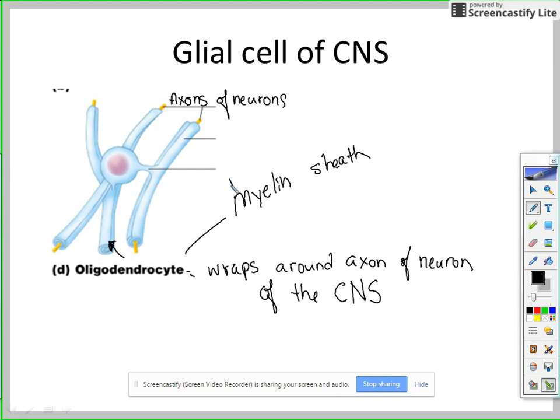So oligodendrocytes form myelin sheath around neurons of your central nervous system. And remember, that's brain and spinal cord.